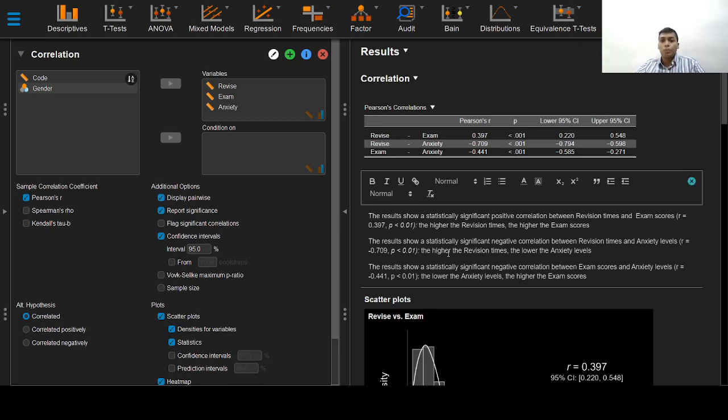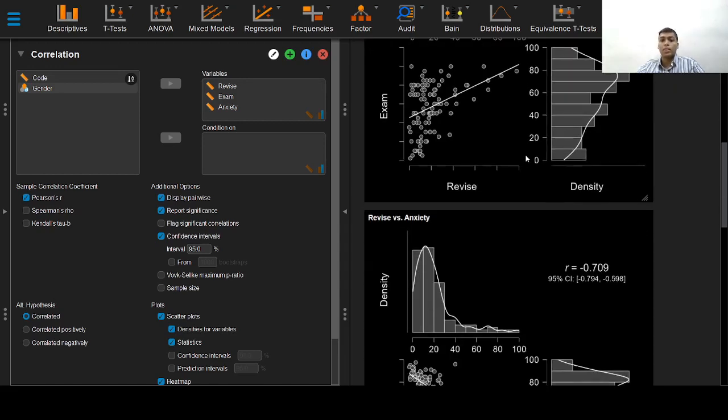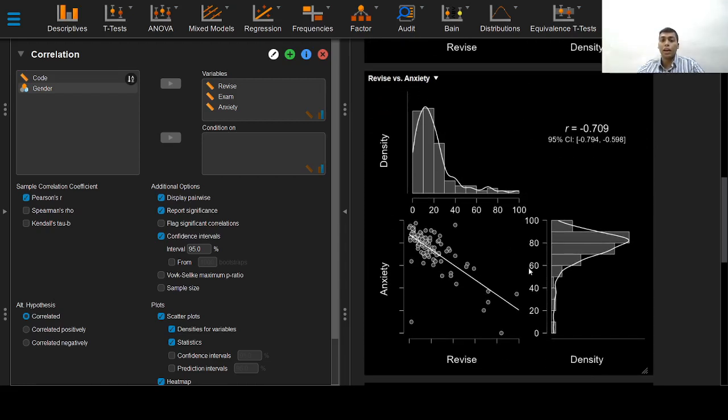In the second group, the results show a statistically significant negative correlation between revision times and anxiety levels with a Pearson's R value of minus 0.709 and a P value of less than 0.001. This is also seen in this graph with negative correlation, a huge negative correlation actually, with minus 0.7.